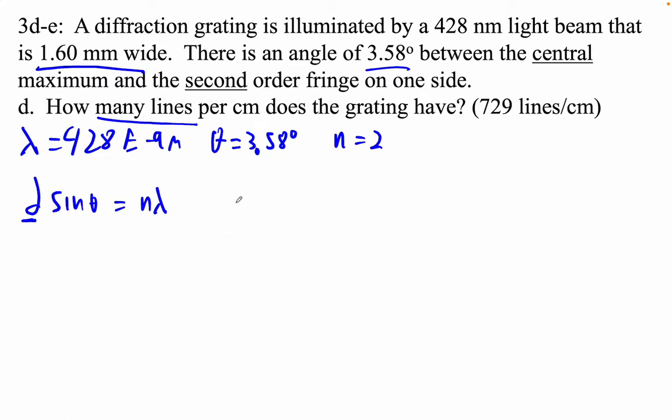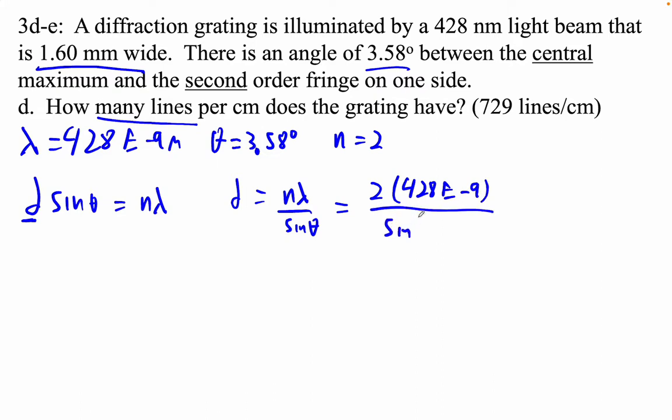But let's do this first. Okay, so our d is going to be n lambda over sine theta. That's 2 times 428 divided by the sine of, and again, better make sure you're in degrees, right? All right, let's do this. 2 times 428 e minus 9 divided by the sine of 3.58. And I'm getting that d is equal to 1.370869 e minus 5, which isn't fantastically small, but it's small, okay?